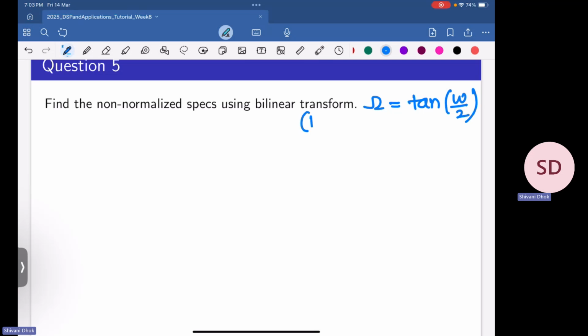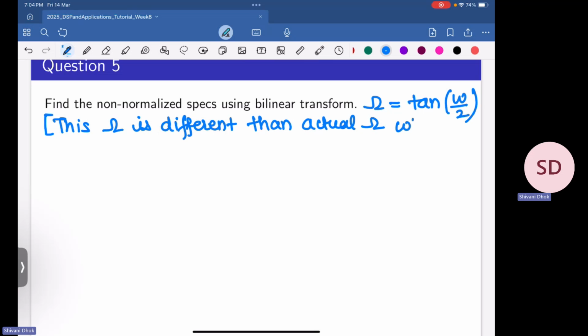So just a quick note I'll write here. This omega is different than the actual omega, which is given by 2 pi f. Okay, just a small note.